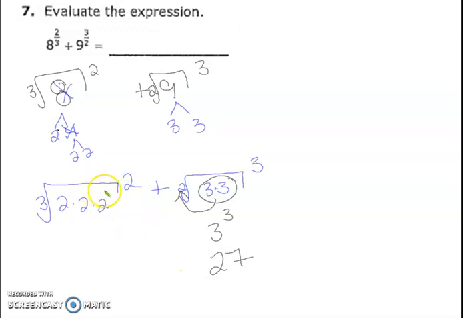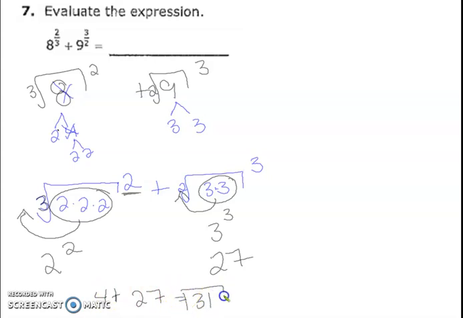27. But over here, what number do I have in front of the radicand? 3. So I need to take out a group of 3. So that will be 2 squared. What is 2 squared? 4. So my final answer is 4 plus 27 equals 31. So the final answer is 31. Okay? You take out by whatever this whole number is out front, that's the number in your groups that you take out.